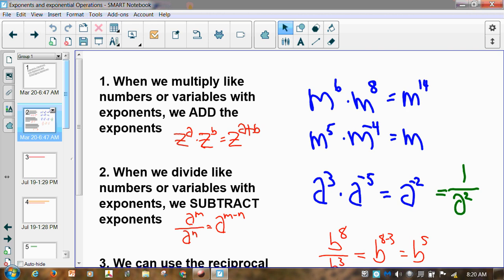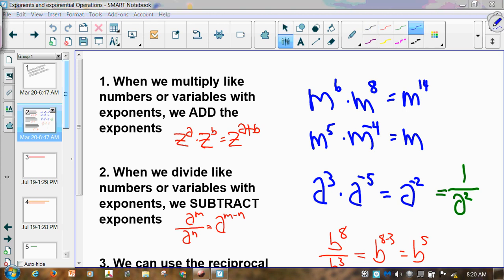And then over here on the right is another example, m to the 6 times m to the 8th equals m to the 14. M to the 5th times m to the minus 4 equals m. Okay, so we're adding 5 and minus 4. When we add 5 and minus 4, of course that becomes a subtraction, and we're left with m to the 1. Now, we do not write the 1. If we see this written like this, this is actually m to the 1 here, which we write as just m. We don't write the exponent 1 when we have it.